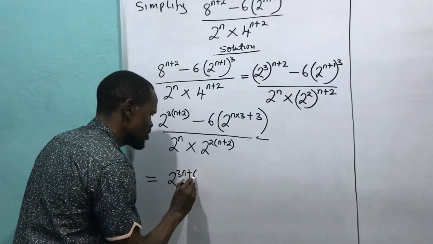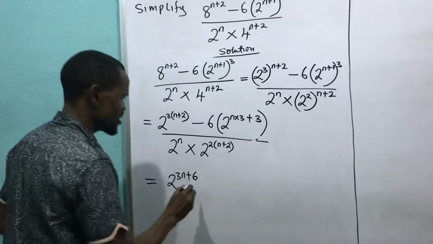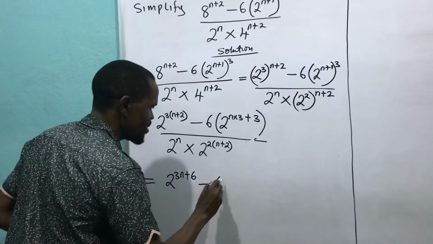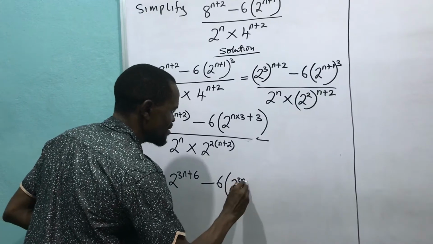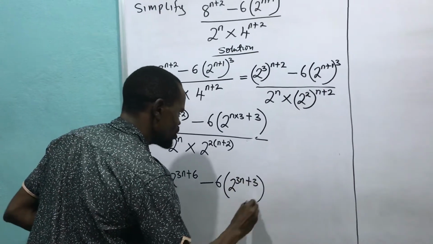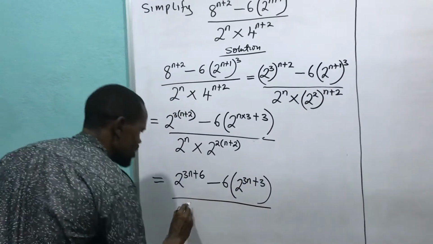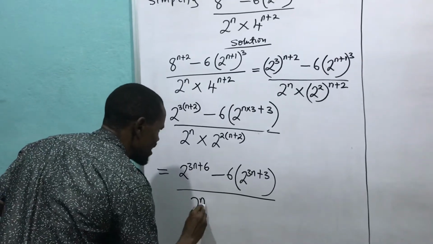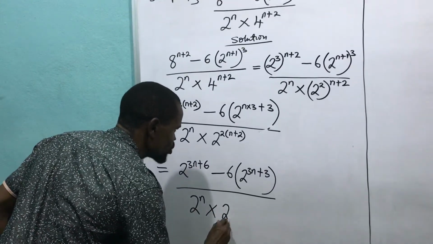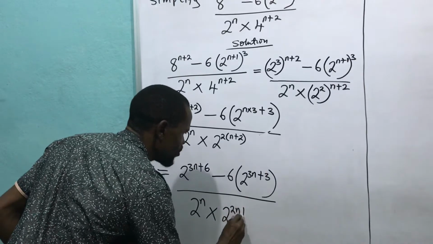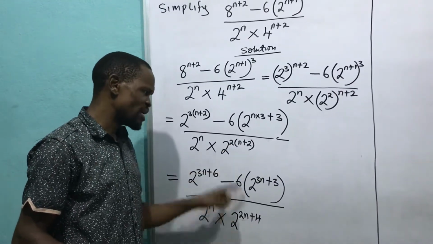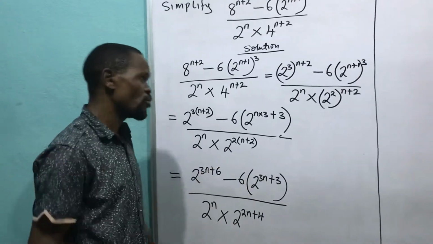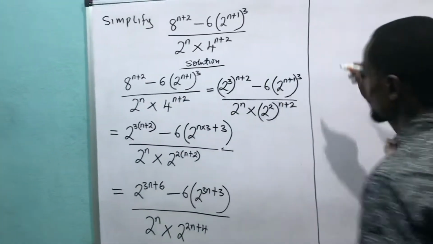This is 6, sorry. 3 times 2 will give me 6, minus, opening the bracket, I will have this 2 raised to power 3n+3, all over 2^n times 2 raised to power 2n+4. How did I get it? 2 times n will give me 2n, and 2 times 2 will give me 4. Can we come over here to finish it?